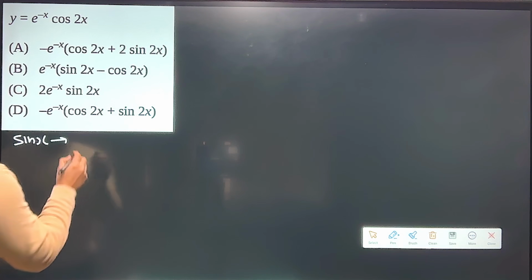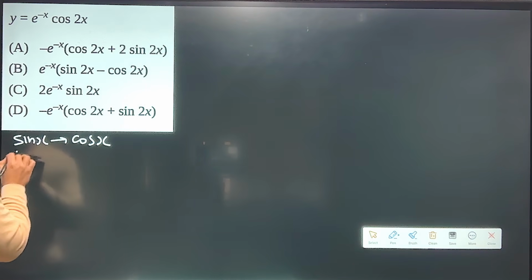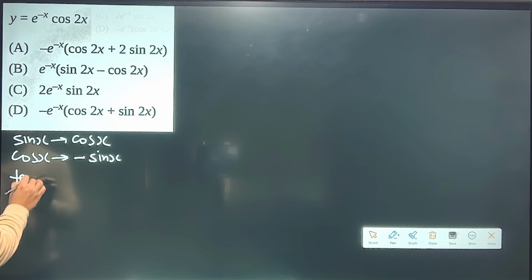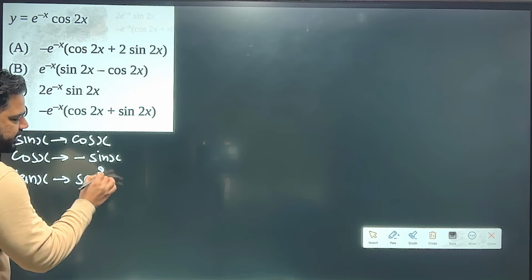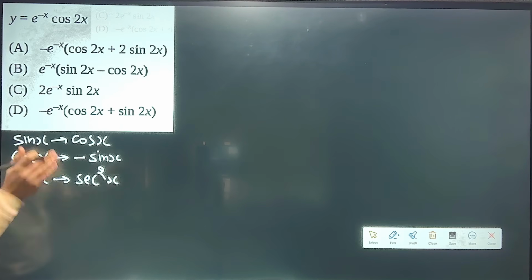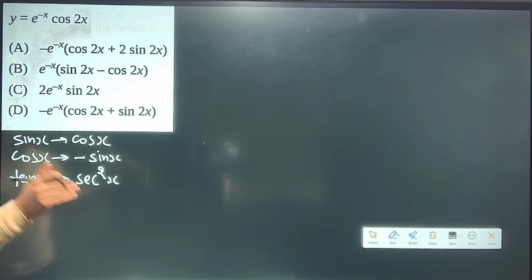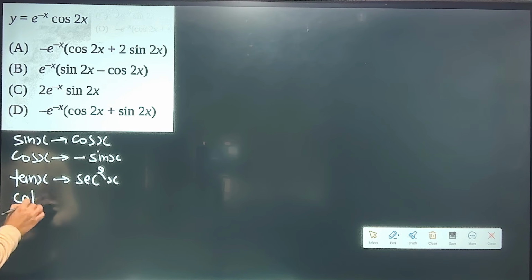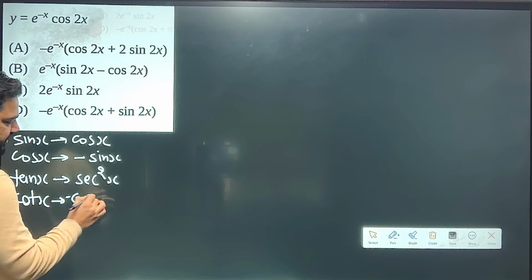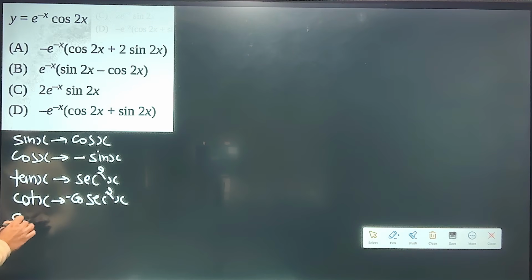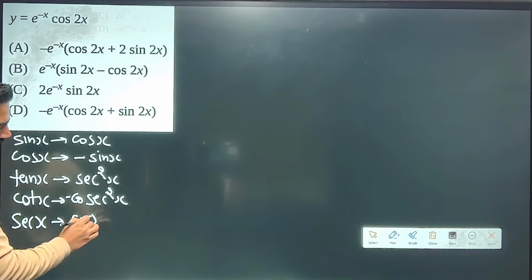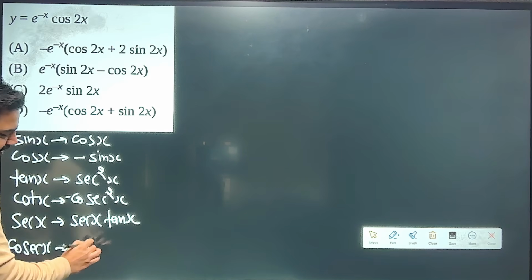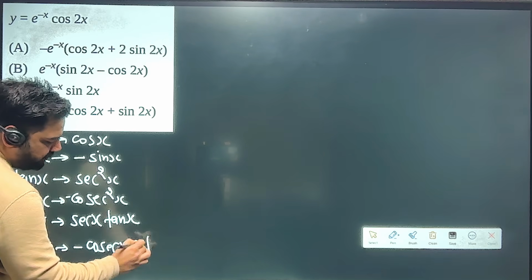Suppose we have sin x, its differentiation is always cos x. Suppose we have cos x, then cos x differentiation is minus sin x. Suppose we have tan x, then tan x differentiation is secant square x. We also have proofs of all these functions by using the first principle method, but we don't need to know the proof here. We can directly apply these results and find the answer. So cot x differentiation will be minus cosec square x, and secant x differentiation will be secant x tan x, and cosec x differentiation will be minus cosec x cot x. This is the differentiation of cosec x.